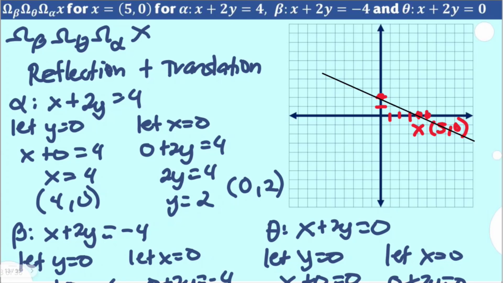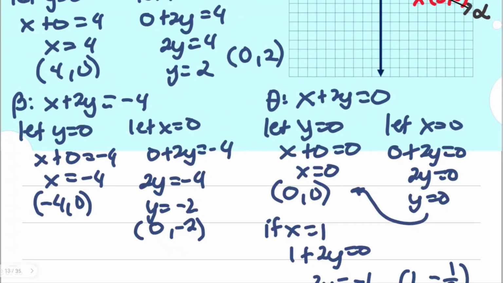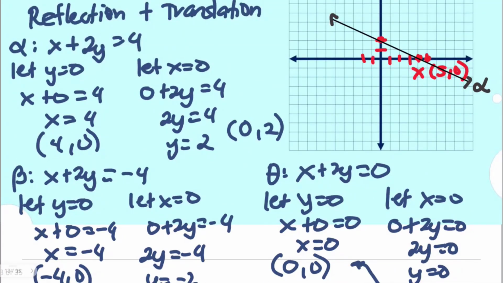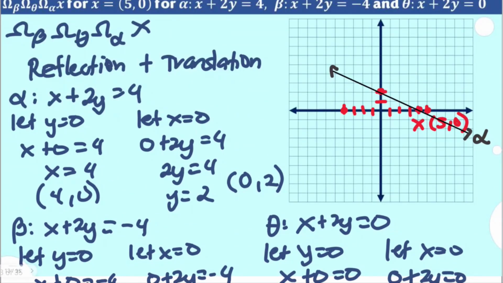Sorry, let me do it again. I was thinking of the other point. Let's just assume that I had that. So this is actually our alpha. Now for our beta, it's actually -4 and 0. So we'll have here 1, 2, 3, 4. That's -4, 0, and 0, -2, 1 and 2.